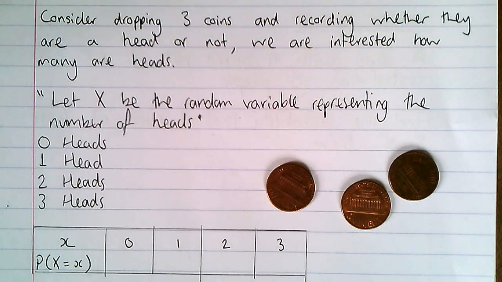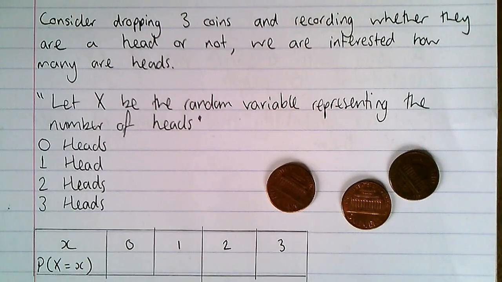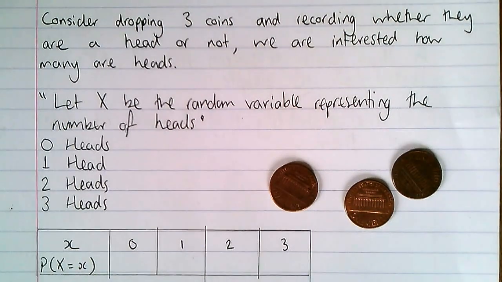So the first thing we're going to have a look at is we're going to go back to that idea of dropping coins like we were looking at when Mr. Crofts came in to do some recording. We were dropping 4 coins then. We're just going to look at dropping 3 coins here today because of the ease of the example. So if I drop 3 coins and we're going to record whether they are a head or not.